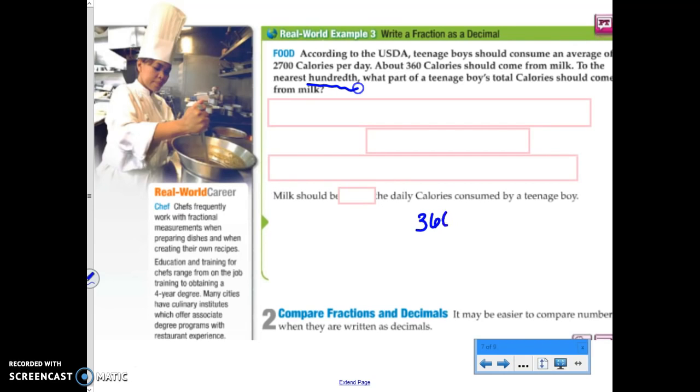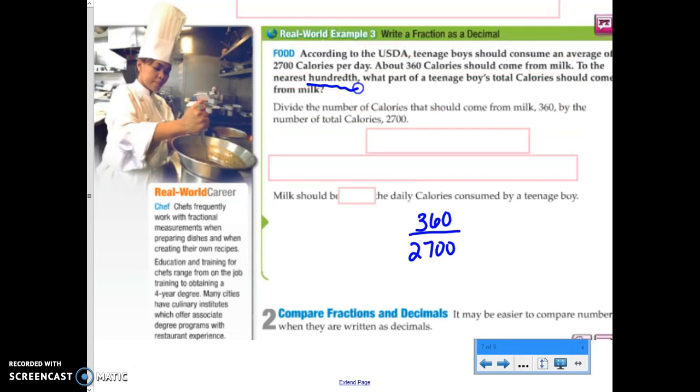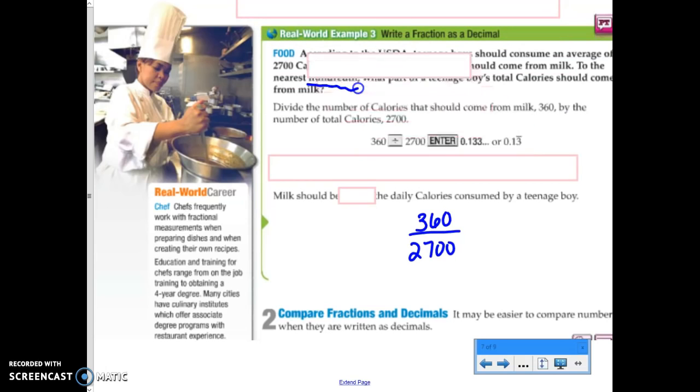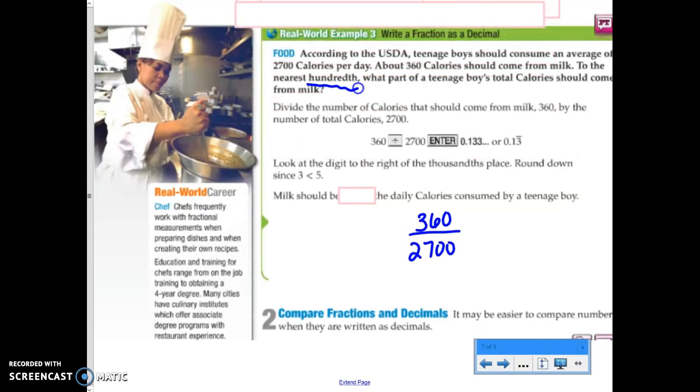Well, we know 360 come from milk out of the total 2,700 calories. So you know you're going to divide that numerator, which is 360, by the total calories, which is 2,700. And when you do that, you come up with 0.1333 repeating, or 0.13 with the bar notation over the 3. If you look at the digit to the right of the hundredth place, you can round down because 3 is less than 5. So milk should be 0.13 of the daily calories consumed by a teenage boy.